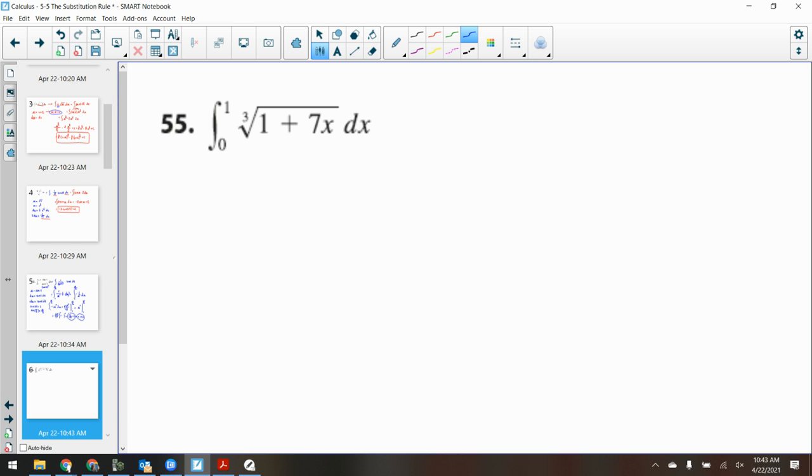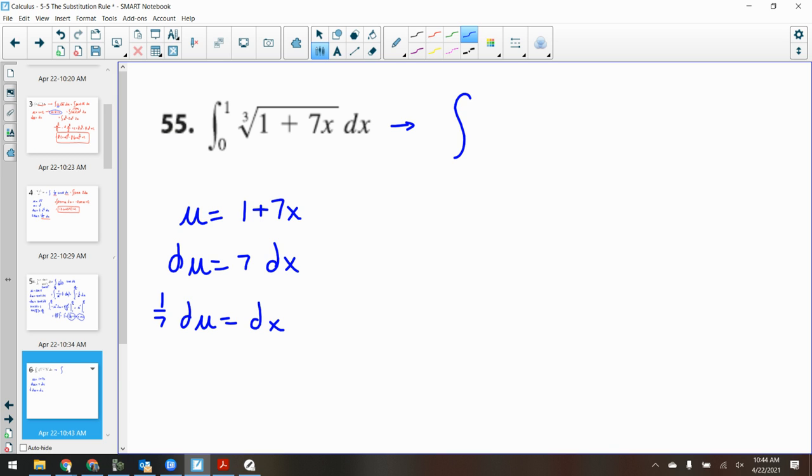What do you think my u is going to be? 1 plus 7x. Pretty easy to see there. So that means du is 7dx. Not 70, 7 dx. And then I divide, 1/7 du is dx. Okay, that means that this turns into the third root of u times 1/7 du.